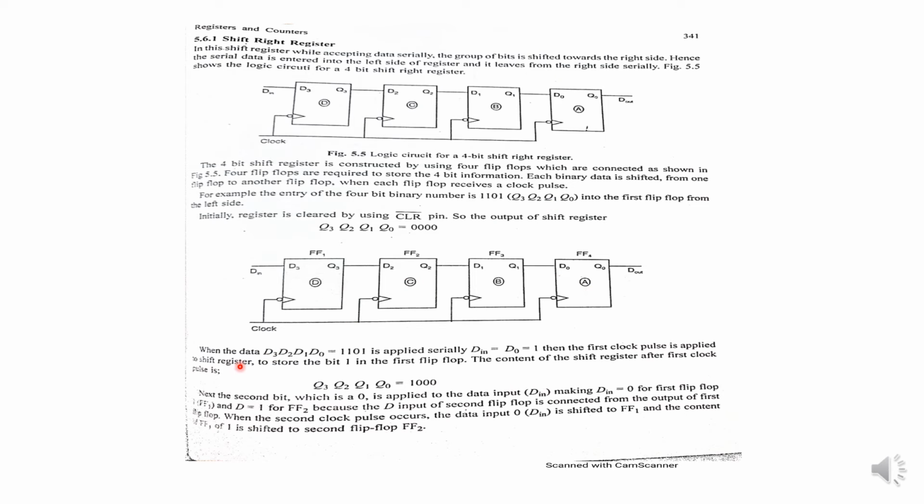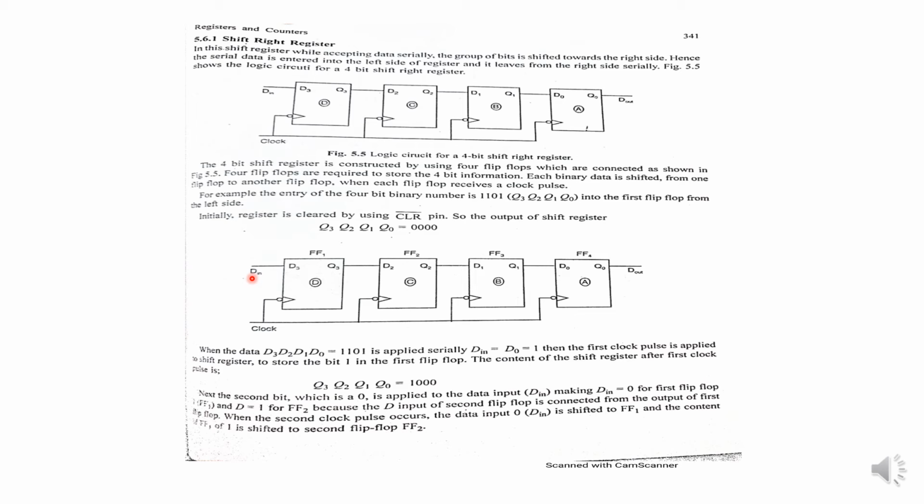Now, when the data D3 D2 D1 D0 equal to 1101 is applied serially, D in equals D0 equals 1. We will start from this bit, and this bit will go in first. If we enter the other bit first, it will not store 1101, because the data will be shifted like this. So remember, we start from the rightmost bit. We will enter this bit 1 here.